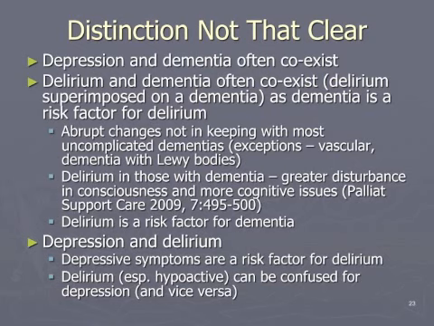Also, over time, it's been found that if you have a delirious episode as an older individual, you're at higher risk of developing dementia over the next year or two. So delirium is a risk factor for dementia. Depression and delirium can also coexist. And as I mentioned, depression and depressive symptoms are a risk factor for delirium. And hypoactive delirium can be easily confused with a depression and vice versa.